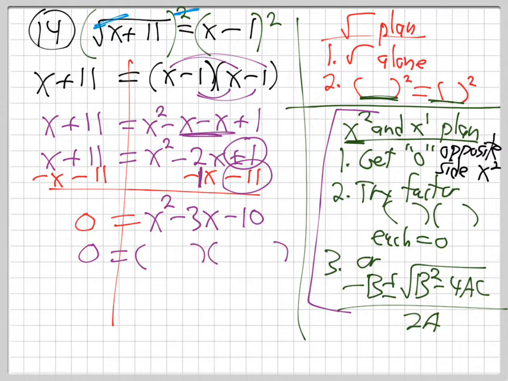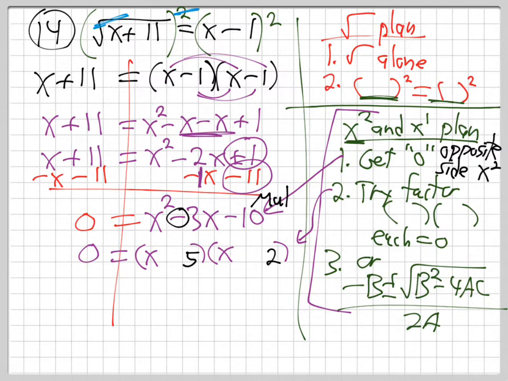All right, and now we do the parentheses. We try to. So step 1, get a 0. I'm in a whole new mode now. I'm in the x squared mode. Step 1, get a 0. Step 2, try to factor. So what multiplies to be 10? What times what is 10? 5 times 2. And how can they make the middle negative 3?